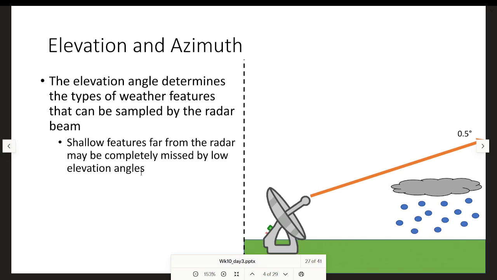So the elevation angle determines the type of weather features that can be sampled by the radar beam. So shallow features far away from the radar may completely be missed by low elevation angles. Yeah, so even if you put it on the lowest elevation angle, 0.5 degrees, once you get too far out, this is moving up in the atmosphere. It's not at a perfect flat plane. It moves up because it's angled, so it can completely miss storms that are too far away from the radar site.